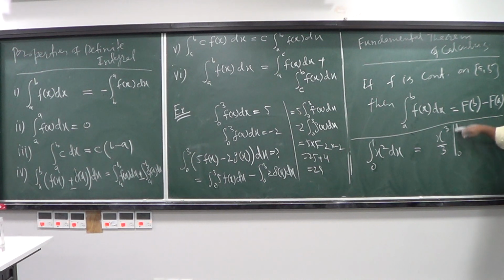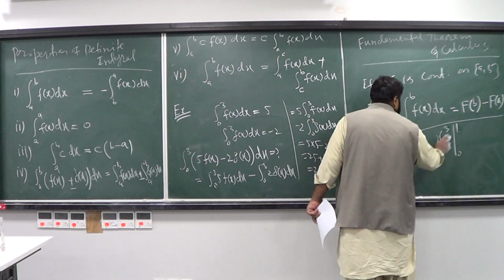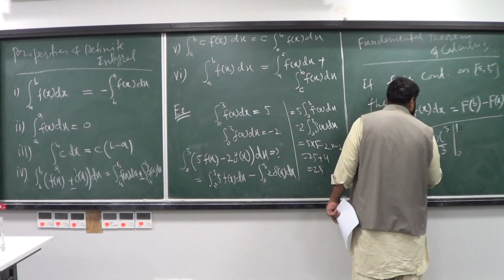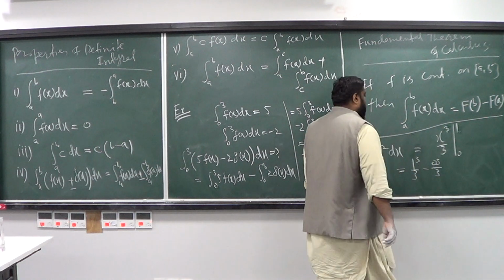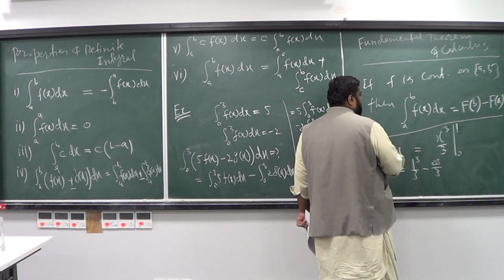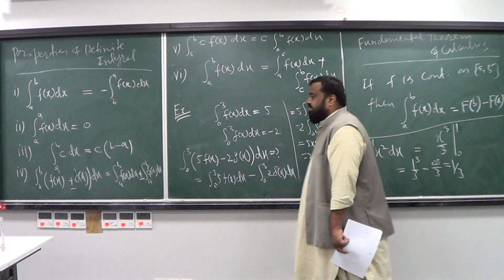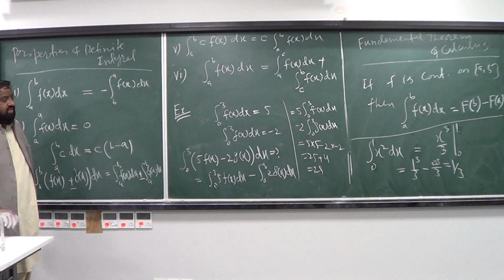So first substitute the limit 1, and then substitute 0. You're going to get 1 cubed upon 3 minus 0 cubed upon 3. So 0 upon 3 is going to be 0, 1 cubed is 1, so you get 1 over 3. Very simple, very simple actually.